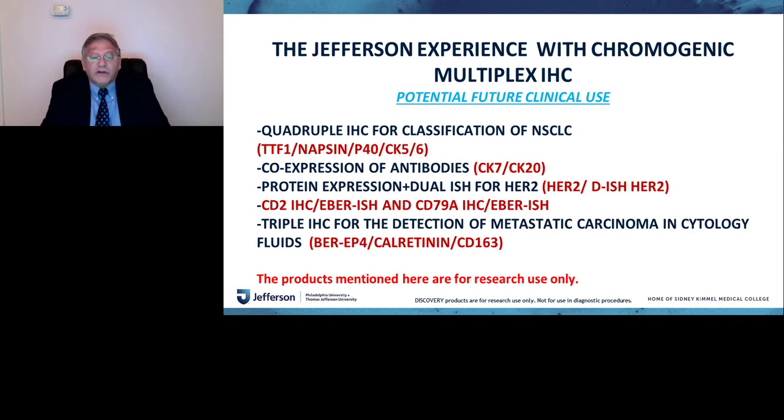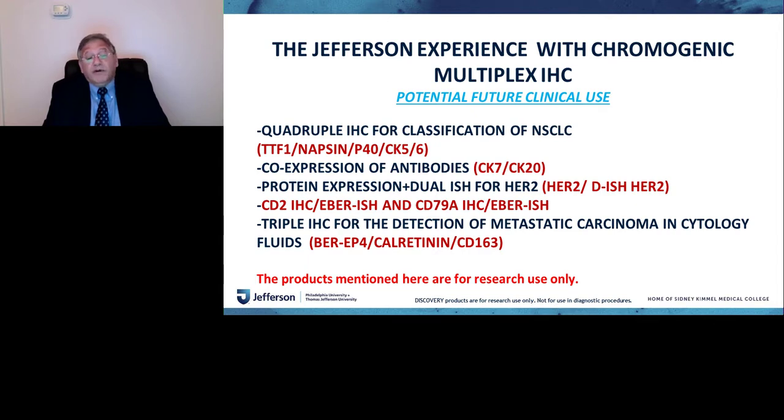So I'm going to show you examples from different assays that we developed. First, the quadruple 4-color immunostain for the classification of non-small cell lung carcinoma. Then I'm going to show you co-expression of antibodies with color colocalization, protein expression together with the dual ISH for HER2. Very nice stain, I think, should have some clinical use in the future.